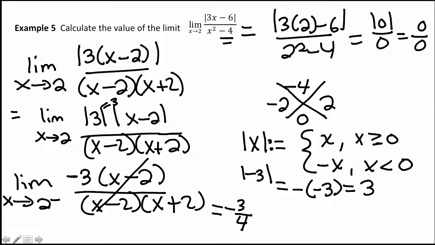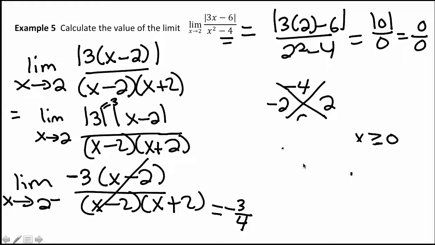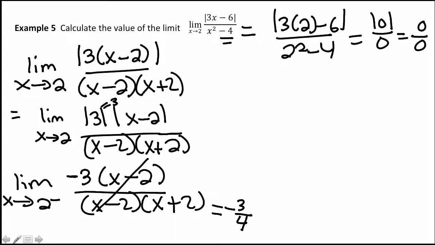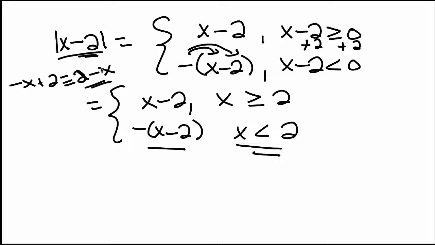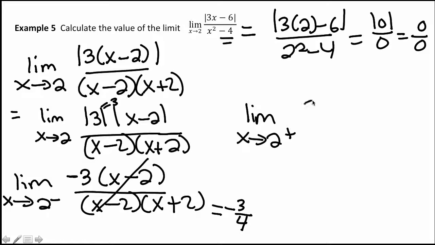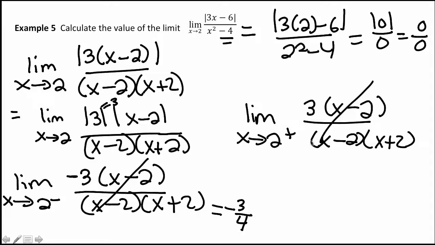Now what is it for the right side? Let me just write it over here. So if you do it from the right side, then recall, let's go to the other board, that it's going to be the original function if it's greater than or equal to 2, which is the case because we're coming in from the right side. So we can simply release the absolute value bars and write it as x minus 2. So these cancel. You're left with 3 over x plus 2, and now you can proceed to do a direct substitution, which leaves you with 3/4.